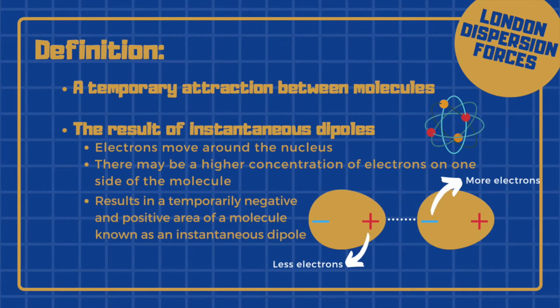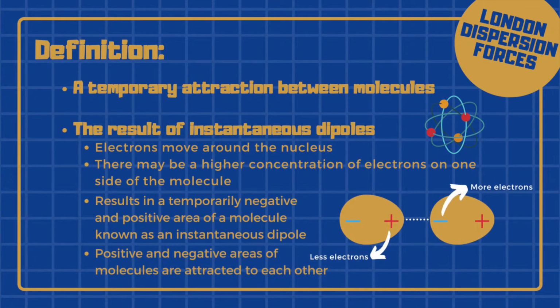Because the negatively charged electrons are concentrated on one side of the molecule, a temporary negative and positive area of the molecule form. This is known as an instantaneous dipole and results in LDFs. LDFs are formed when positive and negative areas of different molecules are attracted to each other.